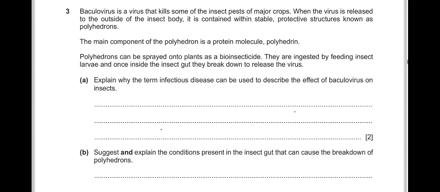So the first part of this question number 3 goes like this. Explain why the term infectious disease can be used to describe the effect of baculovirus on insects. And this question is for 2 marks. So first of all, how can we say it's an infectious disease? Baculovirus is a pathogen. A pathogen is an organism that causes a disease. And if it is an infectious disease, it can be transmitted from one organism to another. So the disease caused by the baculovirus is an infectious disease which can be transmitted from an infected to a healthy individual.